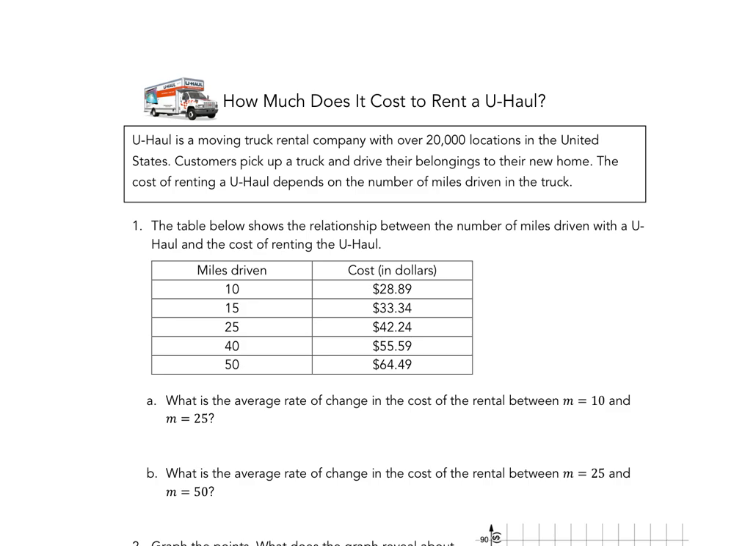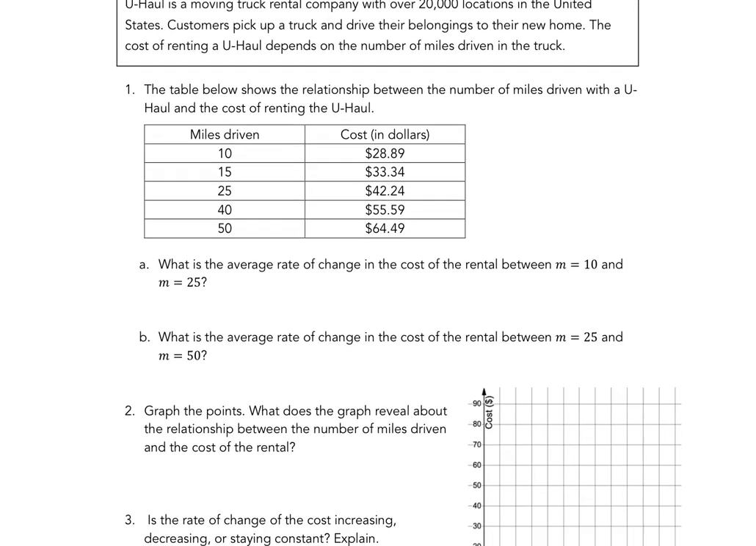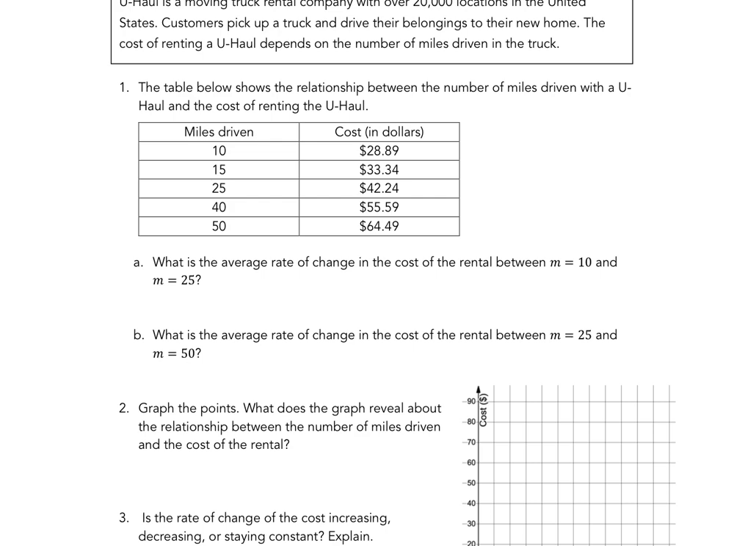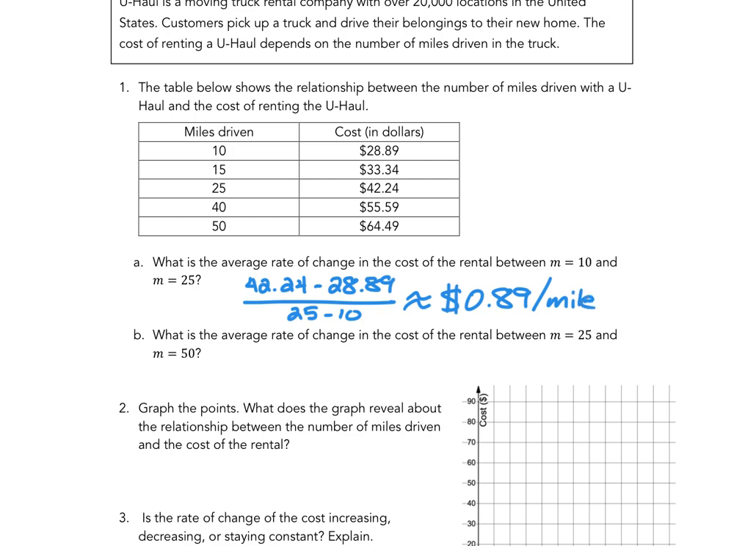So we've got the cost of renting a U-Haul for a certain number of miles driven. What is the average rate of change in the cost of the rental between 10 and 25? So this first row here, third row here. That's going to be 42.24 minus 28.89 all over 25 minus 10, all of which comes out to be about 89 cents per mile.